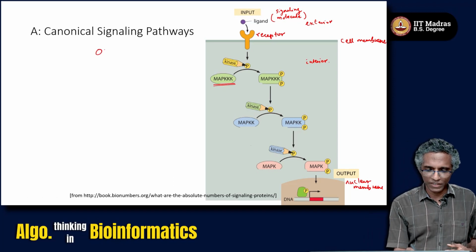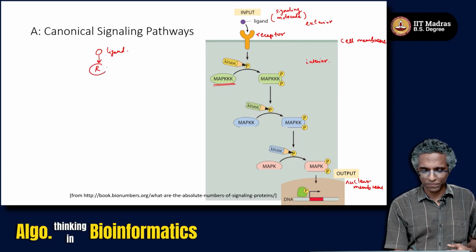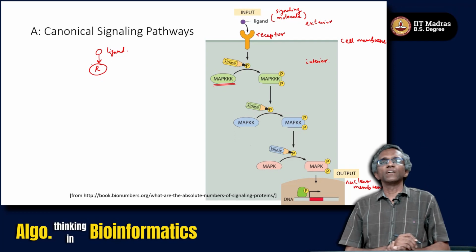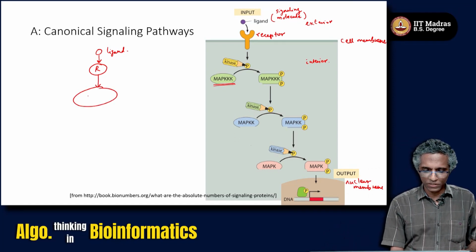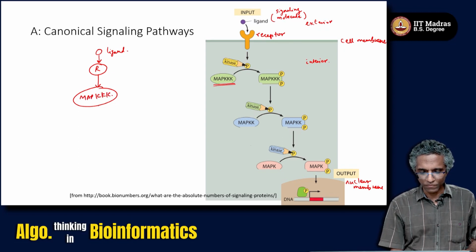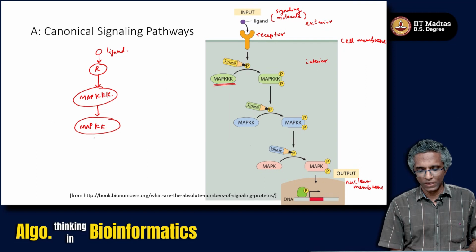So, you have this ligand here which then interacts with the receptor. I am going to call this the R protein, the receptor protein, and then you have this protein which is this MAP triple K that it activates, and then this MAP triple K activates MAP double K, and this MAP double K activates MAP single K, and that activates some transcription factor.